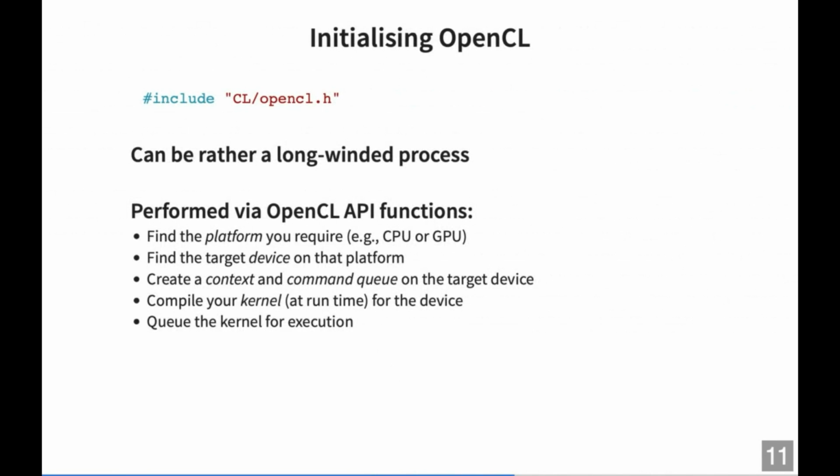Where things do look more significantly different, perhaps, is on the host side. And it can look a little daunting at first, but there are a certain basic number of steps to be gone through. So first, an OpenCL program should include the standard header cl/opencl.h, and that will give you access to the API.